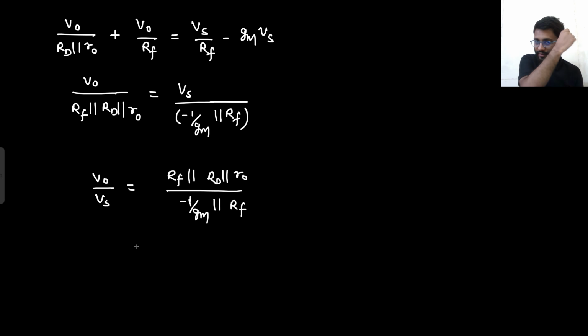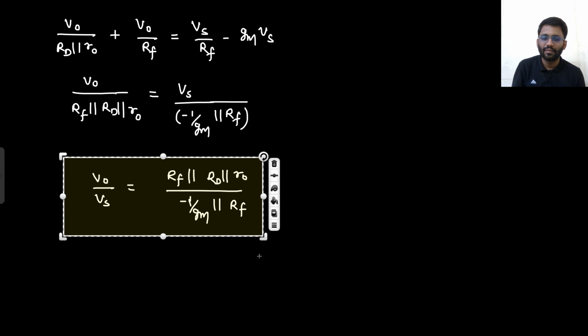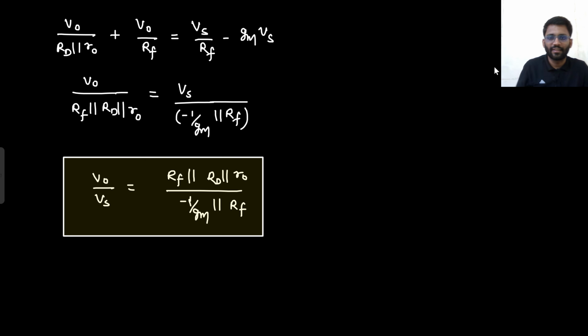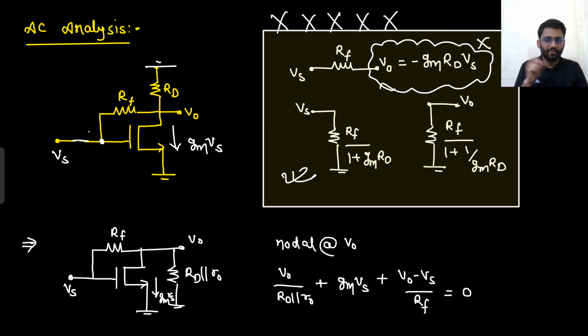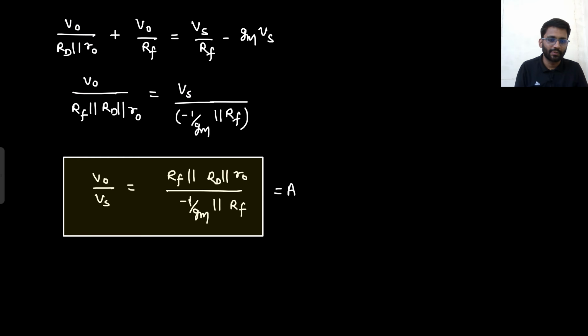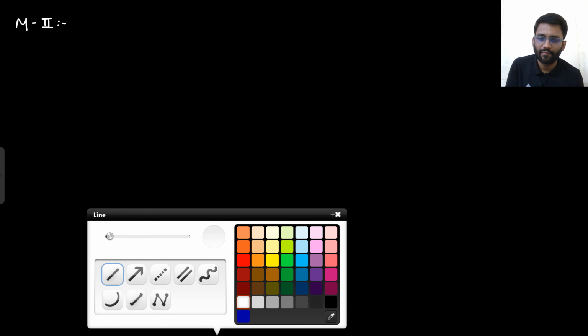Right? This is V0 by Vs. Is that correct? Let me check the calculation. Yeah, so that is correct. That will be the gain. There is one more way of writing the gain. We will see method 2 of writing the gain. Method 2. Okay, one more way is there. What is the other way?